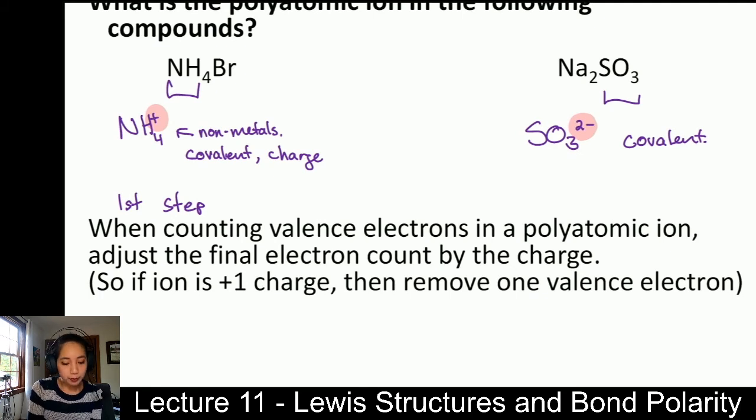So, for example, NH4 ammonium is a +1 charge, so we want to remove one of those valence electrons from that total count from step 1. Or sulfate, in this example, has a -2 charge, so after counting the valence electrons from sulfur and oxygens, you're going to add an additional 2 electrons. Then you're going to go through the same exact steps.